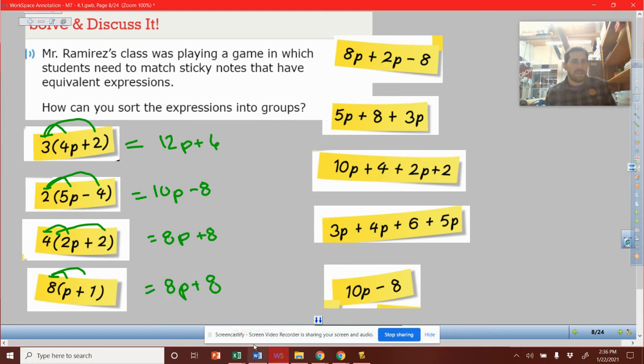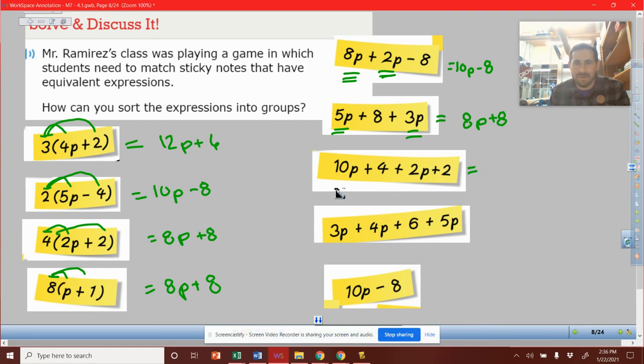So you can see we're starting to combine some of these already. Like these bottom two equal the same thing. They both equal 8p plus 8. Here it's combining like terms. So I've got 8p's there and 2p's there. So I've really got 10p minus 8. Over here, I got 5p and 3p. I've got another 8p plus 8, which matched up with these two guys.